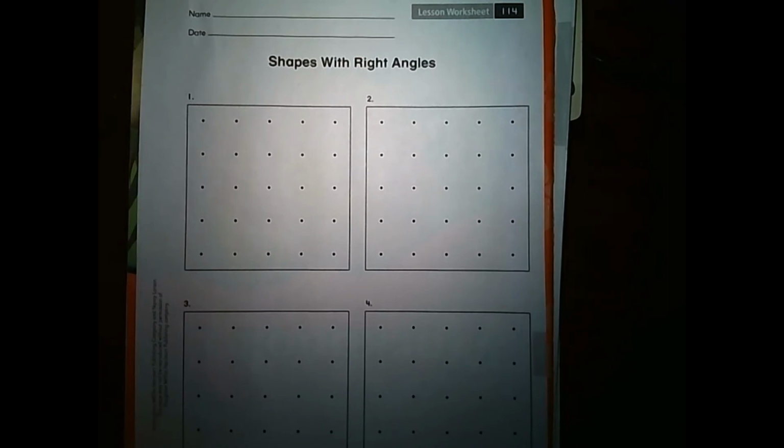I'm going to tell you right now, do not put in a circle. A circle is not anywhere near a shape that has a right angle, okay? But let's go ahead and look at two shapes that do have right angles.